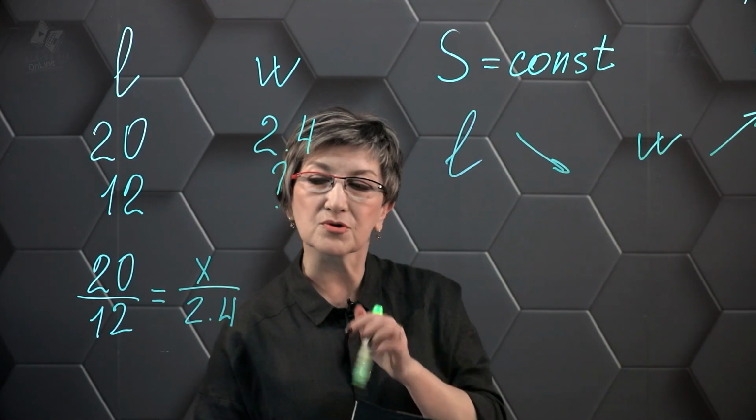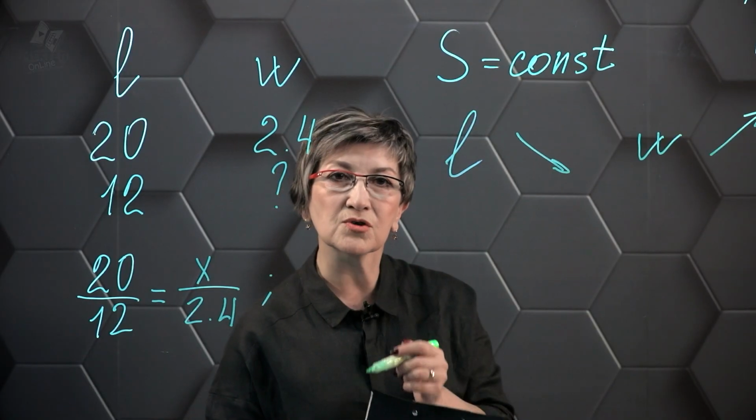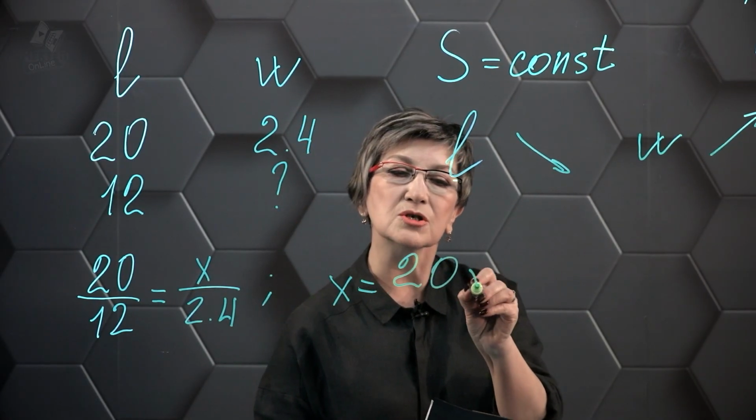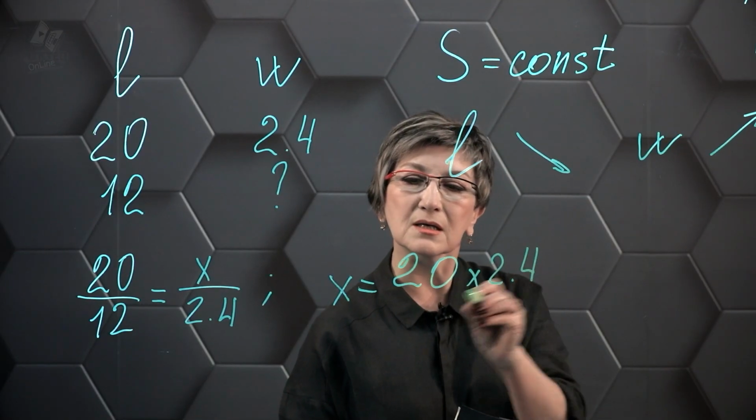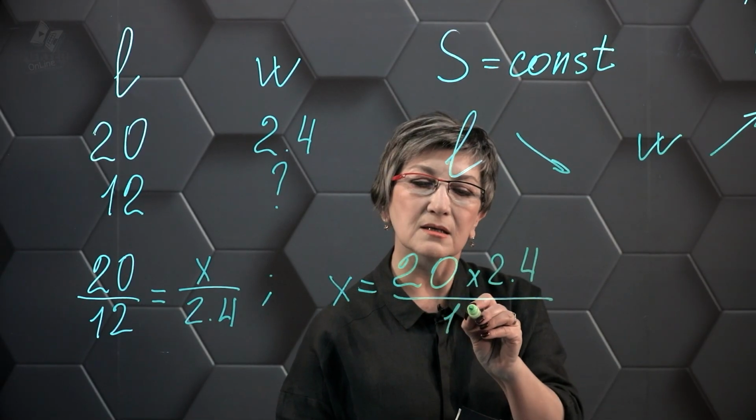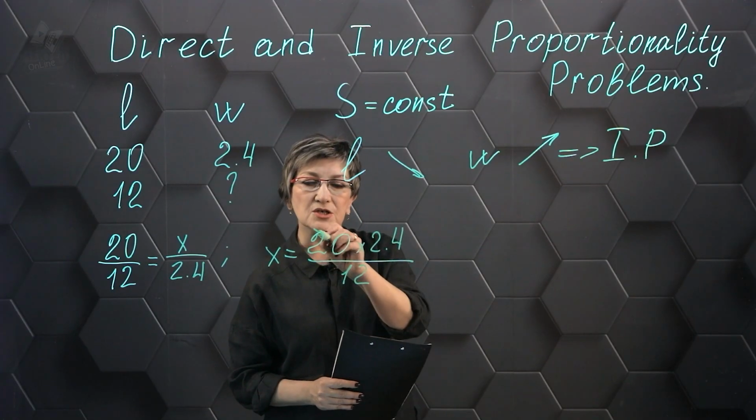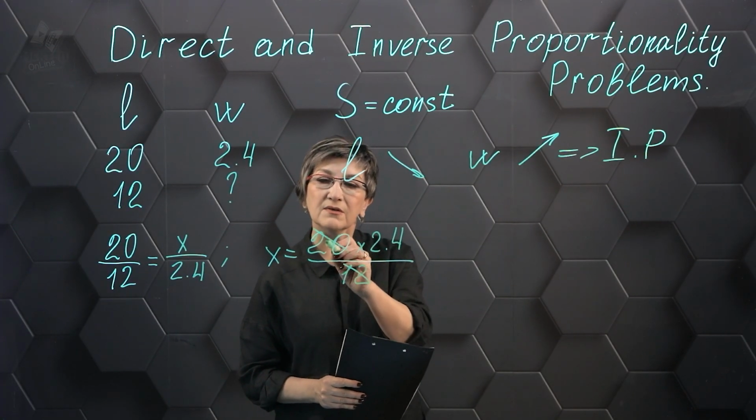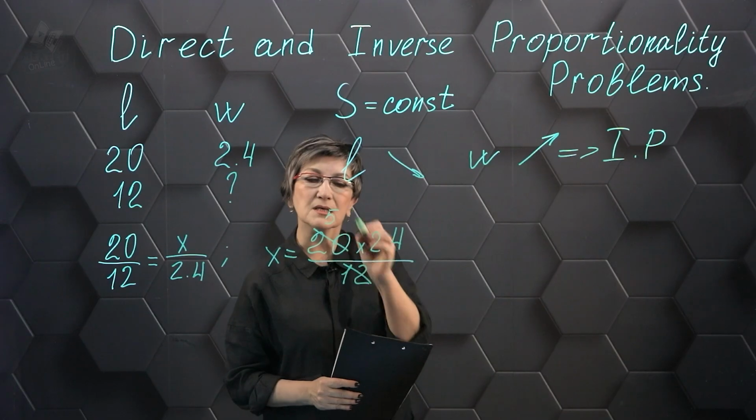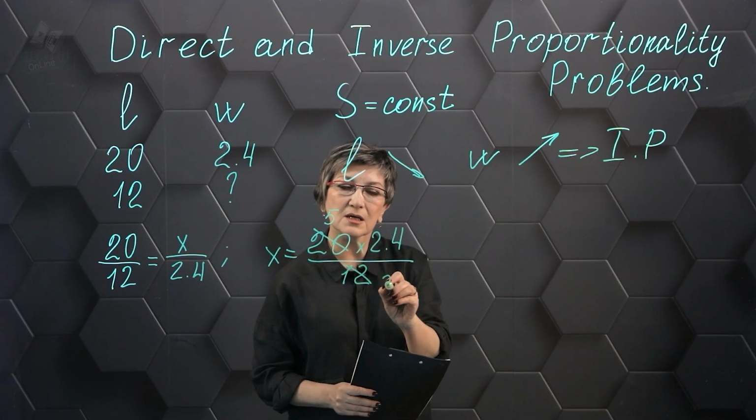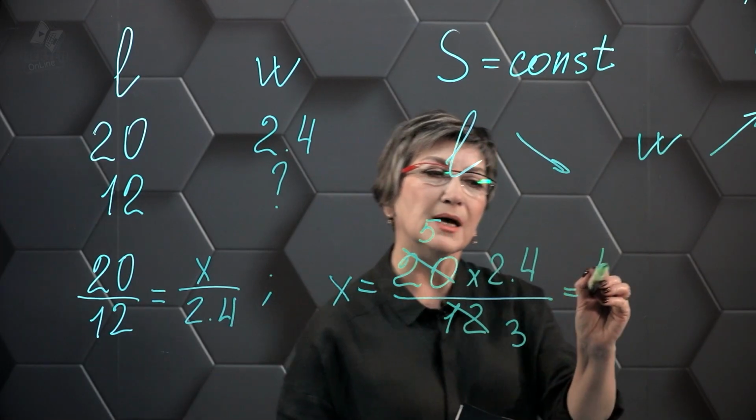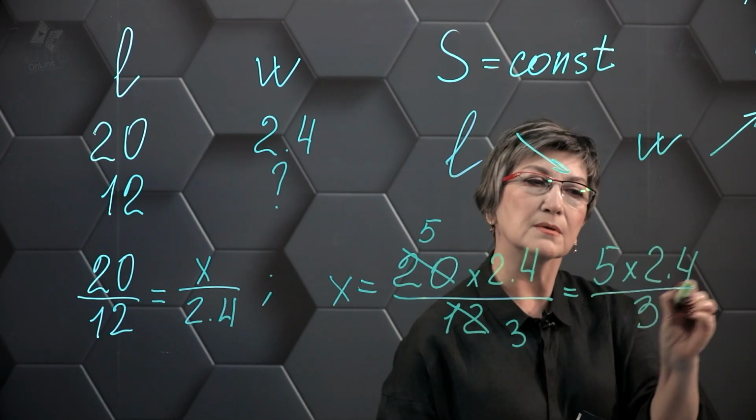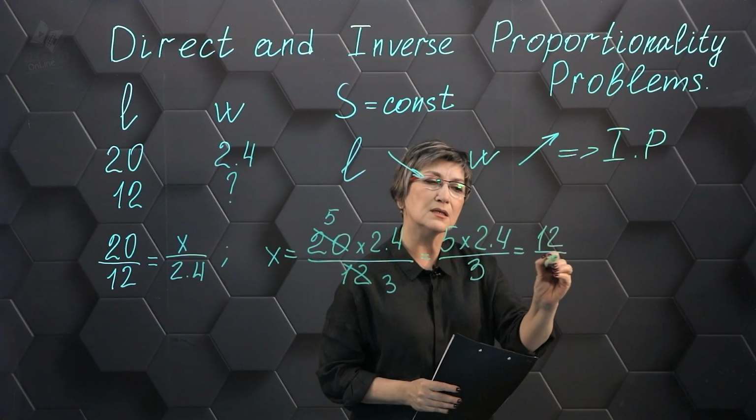And now let's solve the proportion, applying the basic property of proportion. x equals 20 times 2.4 divided by 12. Let's divide the numerator and denominator by 4. 20 divided by 4 is 5, 12 divided by 4 is 3. Now let's multiply 5 by 2.4 and divide by 3. 12 divided by 3 equals 4.